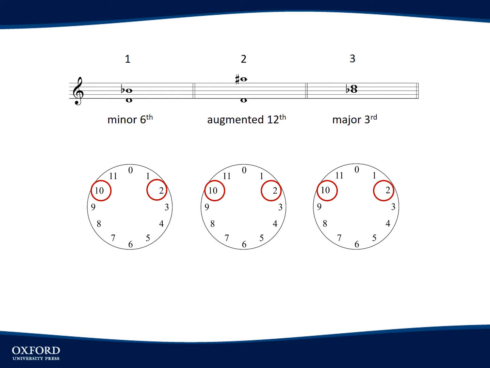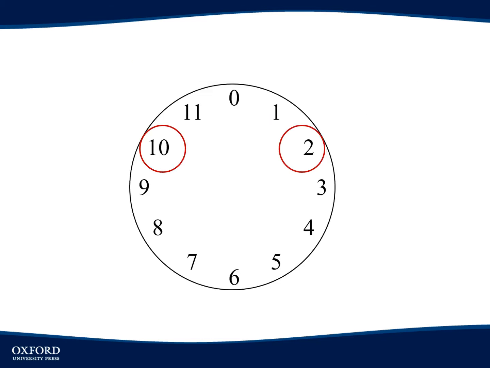Notice that all three examples involve pitch class 10 and pitch class 2, and thus can be treated as the same from this point. Now we're looking for the shortest path between these two pitch classes. We can see the distance is 4 ticks away on the clock, or 4 half steps, whether measuring clockwise from pitch class 10 to 2, or counterclockwise from 2 to 10.